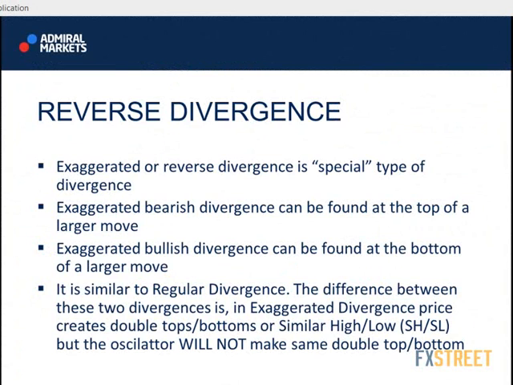Now we also need to mention reverse divergence. Exaggerated or reverse divergence is a special type of divergence. Exaggerated bearish divergence can be found at the top of a larger move. Exaggerated bullish divergence can be found at the bottom of a larger move. It is similar to regular divergence. And this is definitely best to show with this slide.